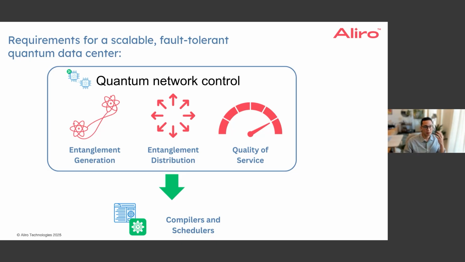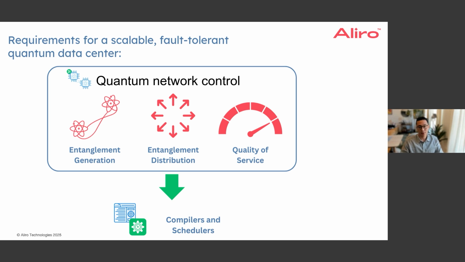We need, for this network, just like we do need control and drivers for the QPUs themselves, we also need a full control stack for the quantum network itself. So the control stack will be responsible for generating this entanglement, for distributing it and routing it to the right places at the right times, and meeting the quality of service that the application or the algorithm may demand.